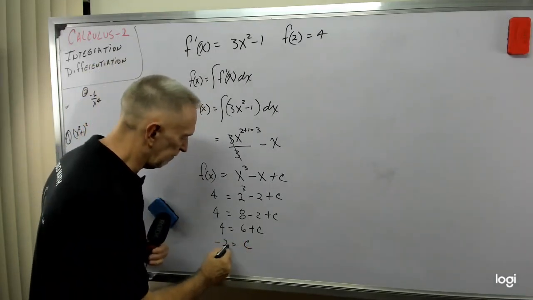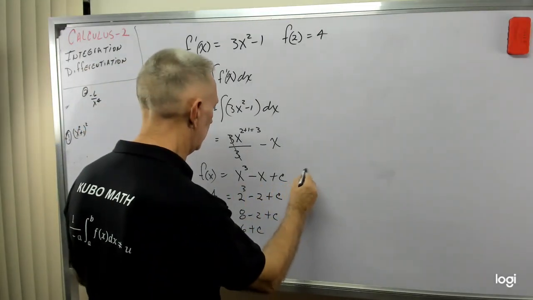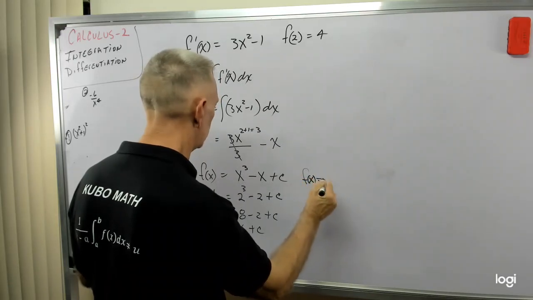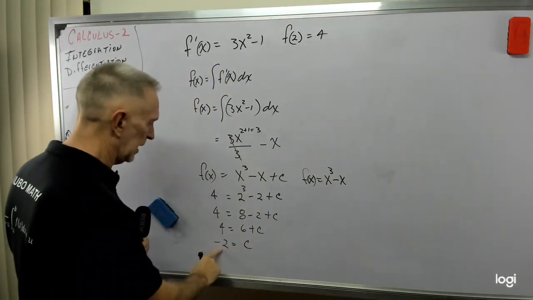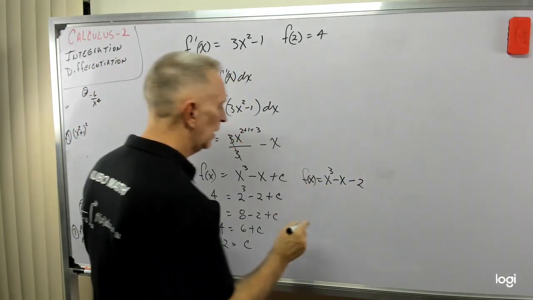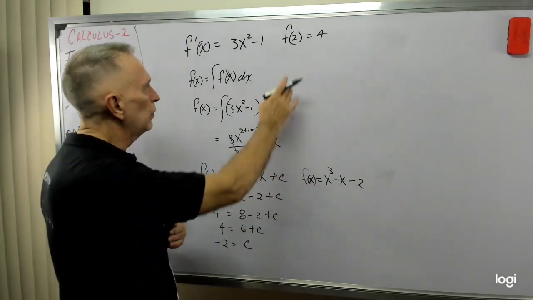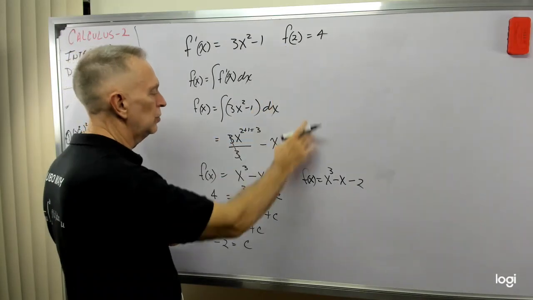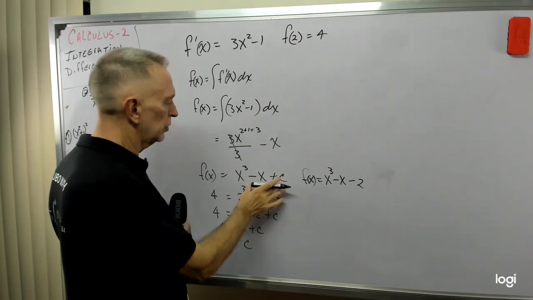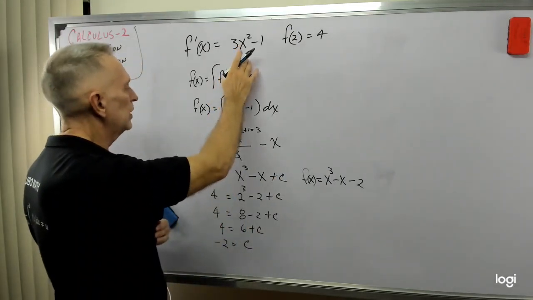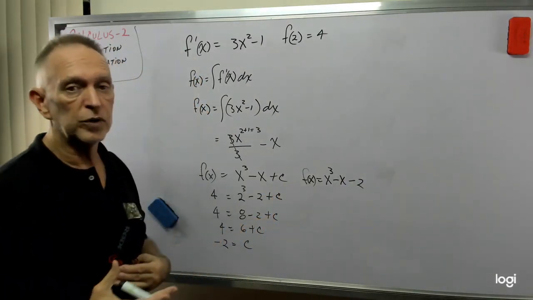Now I can take that value, plug it back into this equation. So now f of x equals x cubed minus x minus 2. And this is a particular solution. If you have the initial conditions, you can solve for the particular solution of that differential equation, get it down to a full equation, if you will, but it's called a particular solution.